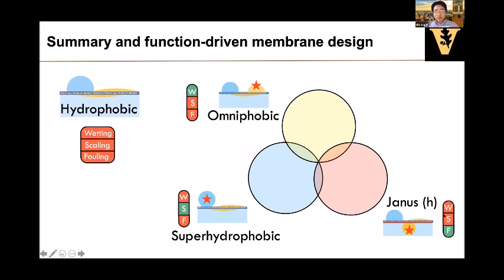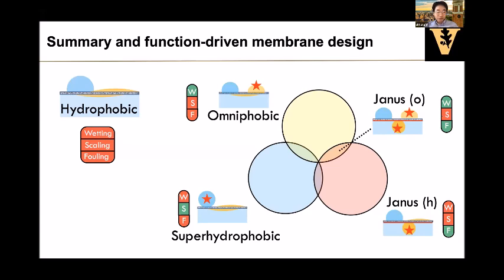So you can try to do some combination, like function-driven design, membrane design, for example. When you talk about a case where you have a Janus membrane with an omniphobic substrate, in this case the membrane is both in-air oleophobic and underwater oleophobic. So you can achieve wetting resistance and fouling resistance, but most likely this membrane would not be scaling resistant. So there's no one size fits all.